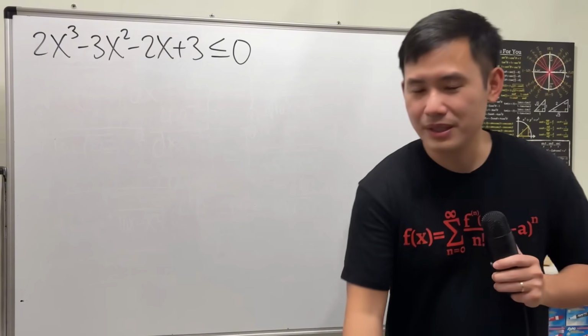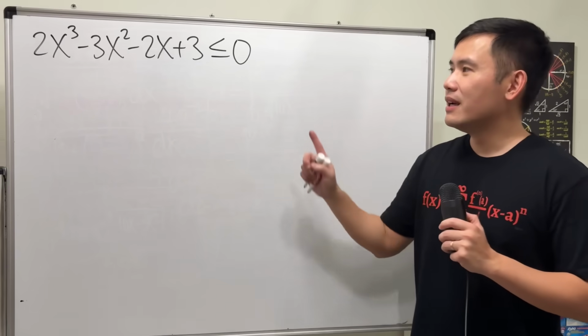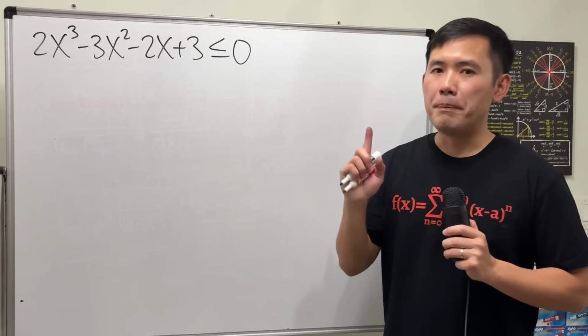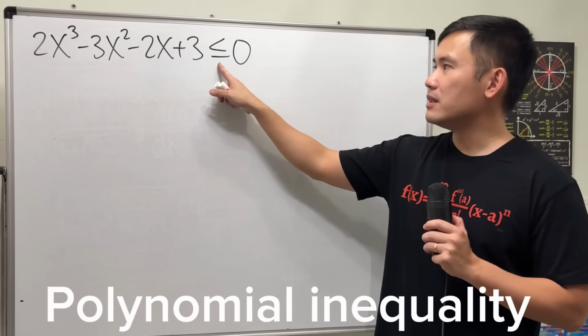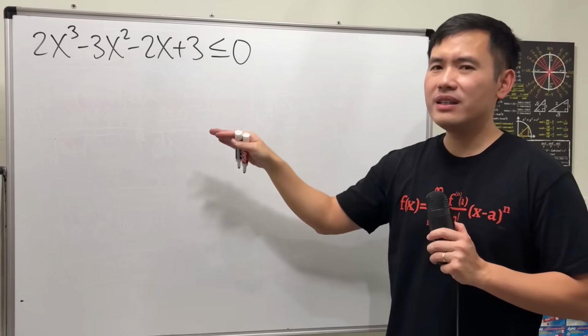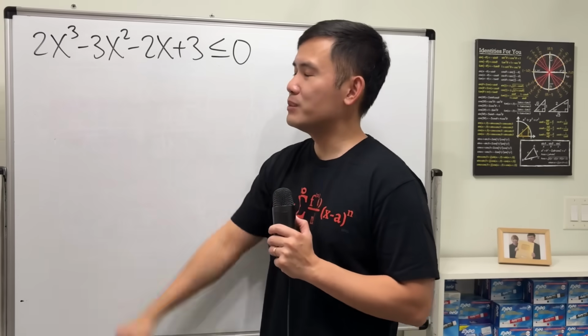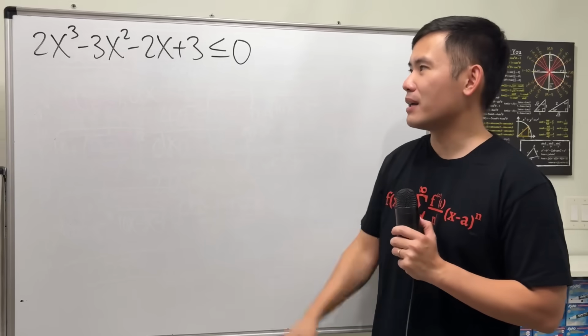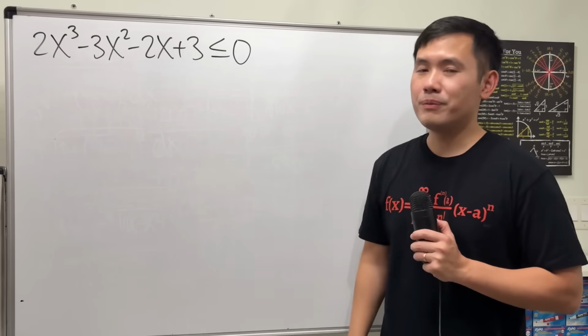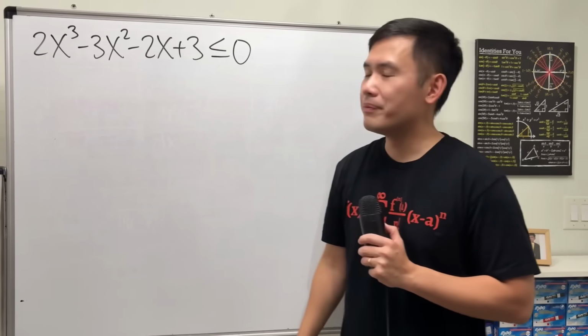Okay, let's take a look. First, to answer your question, this right here can be called a polynomial inequality. Whenever you have a less than, greater than, that's called an inequality. And whenever you have so many terms, it's called a polynomial. Let's just keep that in mind. At least nonlinear though, because we have x to the third power.